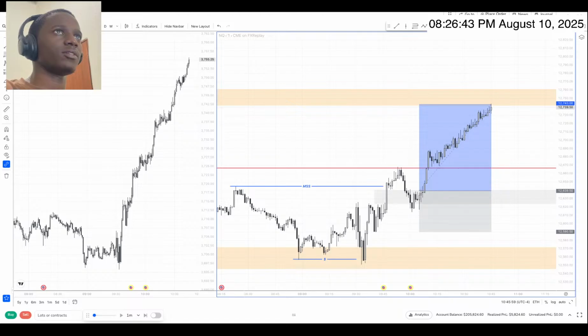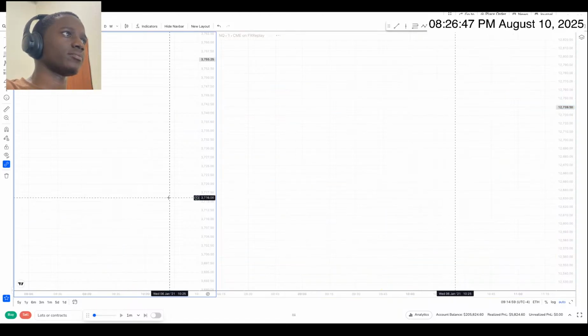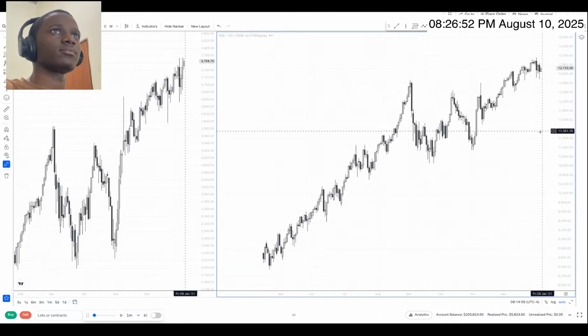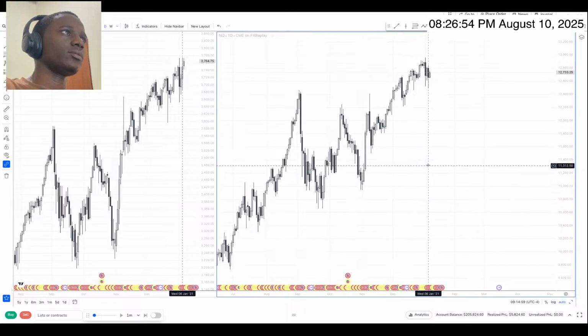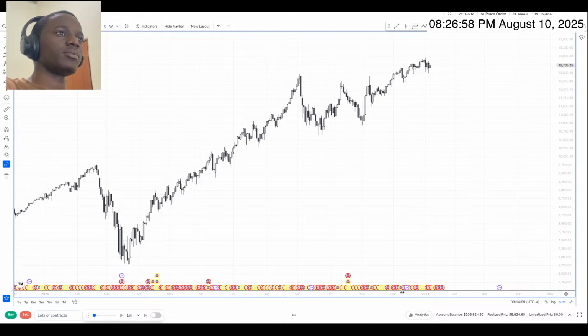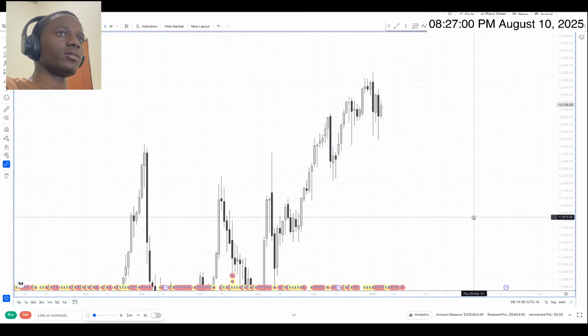And let's go to the next day. Let's remove these drawings. Okay, now I'll go to daily. So what do I see on the daily? I use this one. I'm sticking to NQ only.